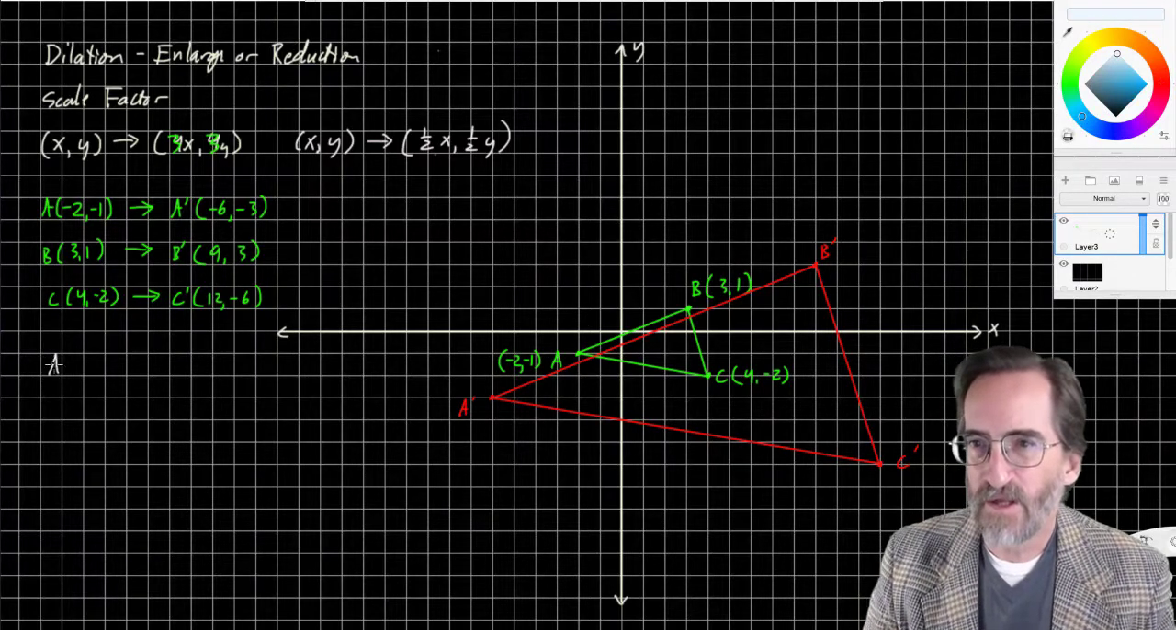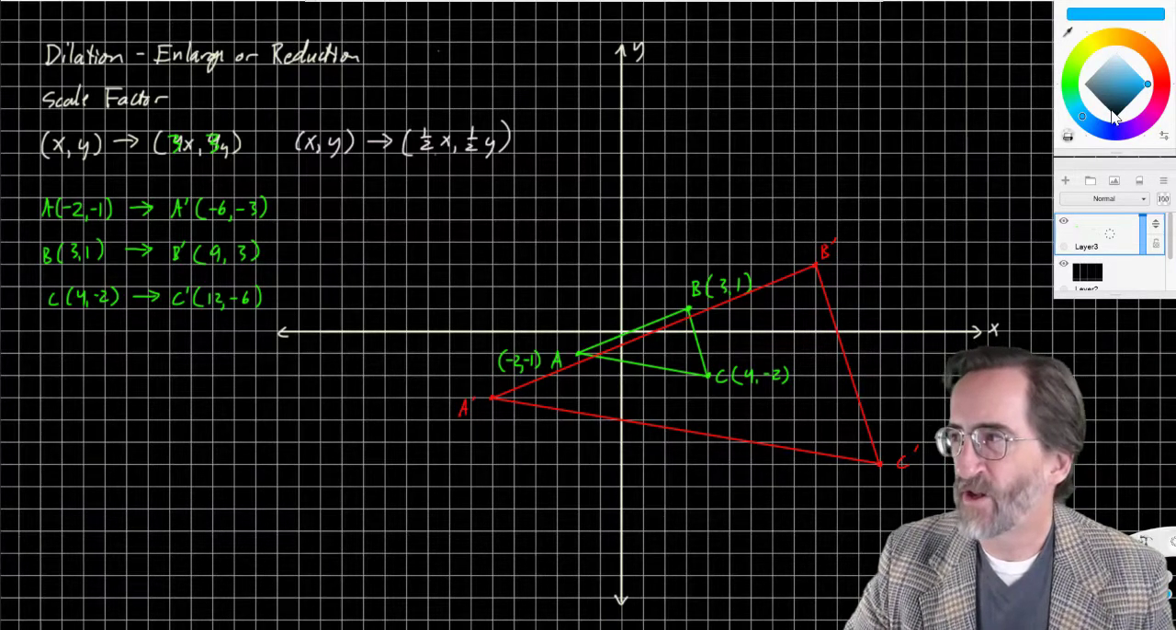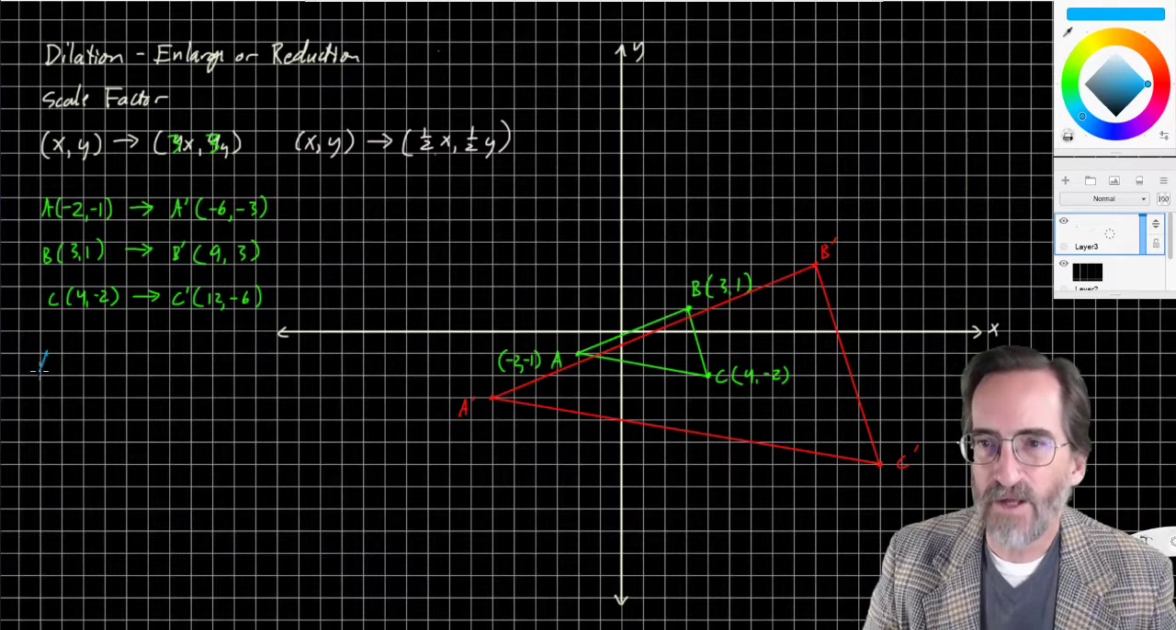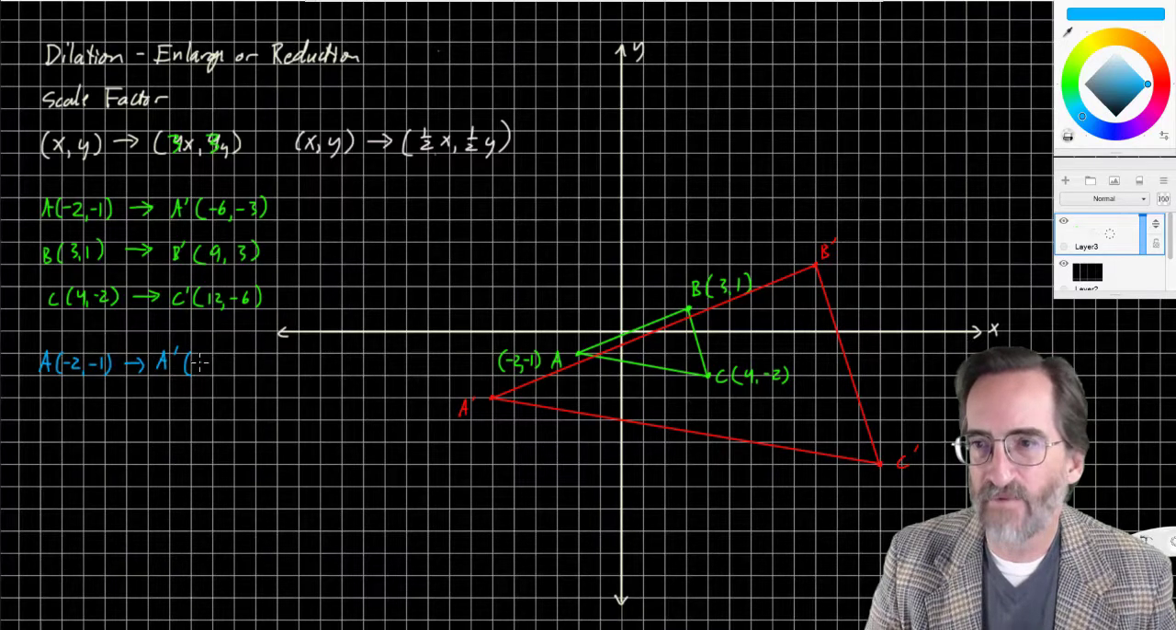So A prime, I'm debating how to write this. So I'm just going to rewrite it. A -2, -1. A prime is going to be half of that. Half of -2 is -1. Half of -1 is -1/2. Okay. B is 3, 1. Half of that. B prime is 3 divided by 2, or 1.5.